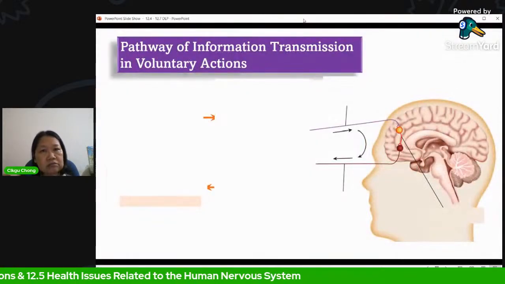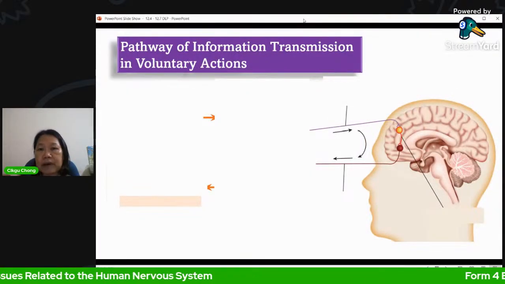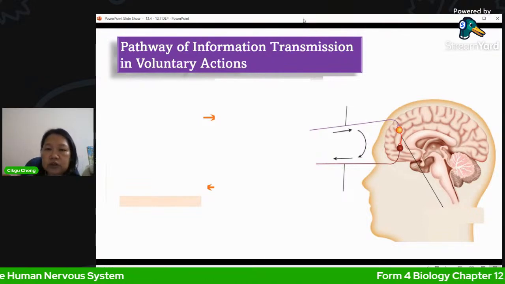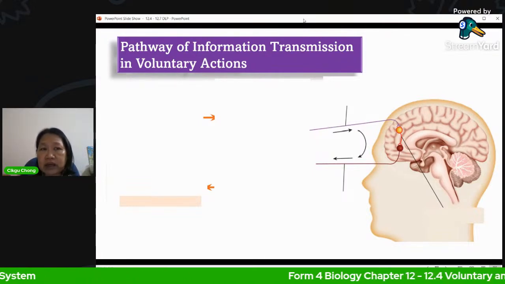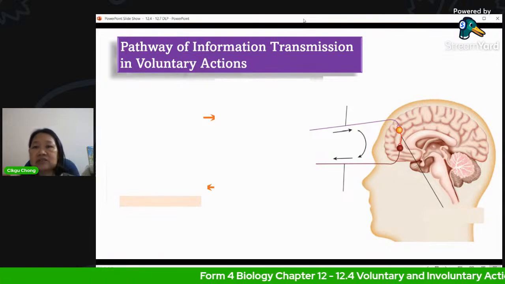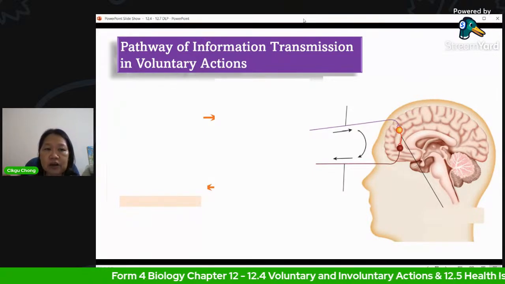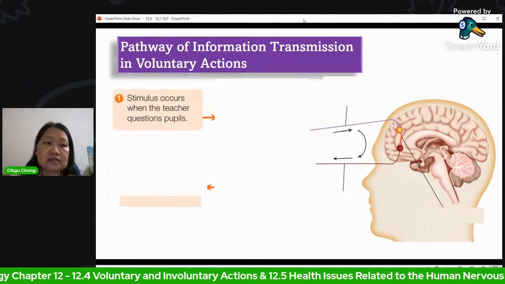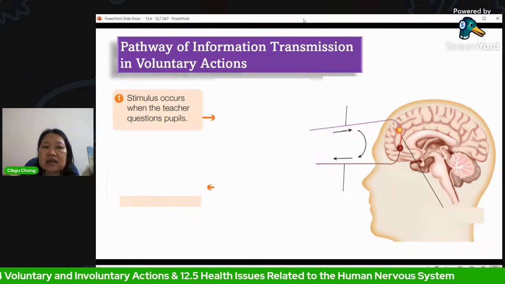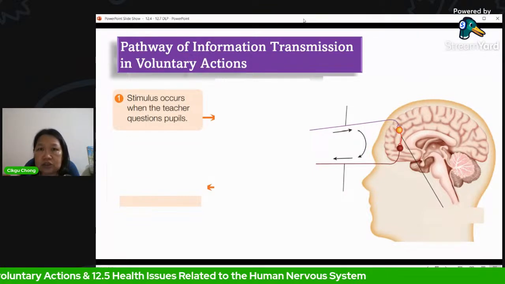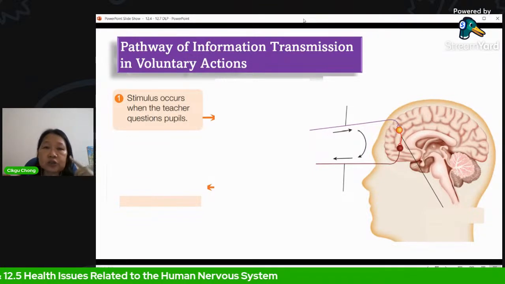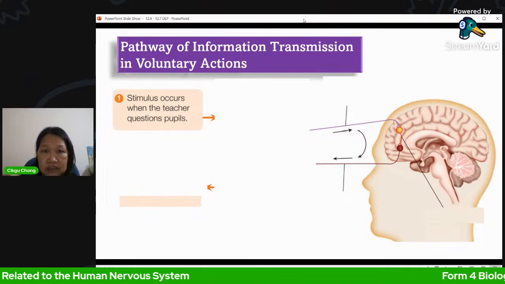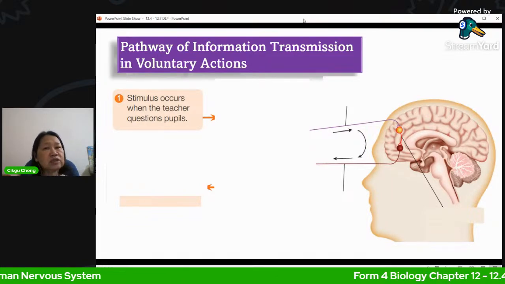Okay, let's look at the pathway. When you talk about all these impulses and so on, you need to explain the pathway. Pathway means the jalan, the route that is taken. So for example, a teacher asks the student questions. The stimulus is the teacher asking the question. So the question is the stimulus. The student hears it, and then the student knows the answer.